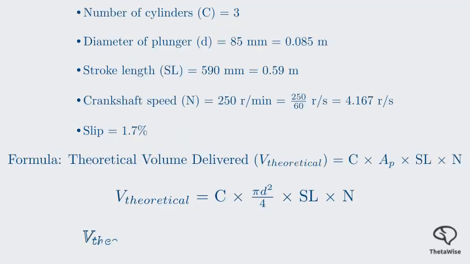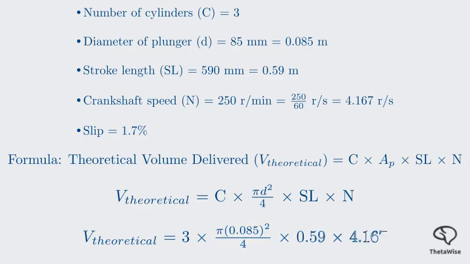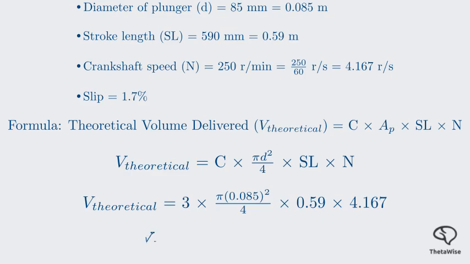Plugging in our values: 3 cylinders, diameter 0.085 meters, stroke length 0.59 meters, and speed 4.167 revolutions per second. This gives us a theoretical volume delivered of 0.0418 cubic meters per second.